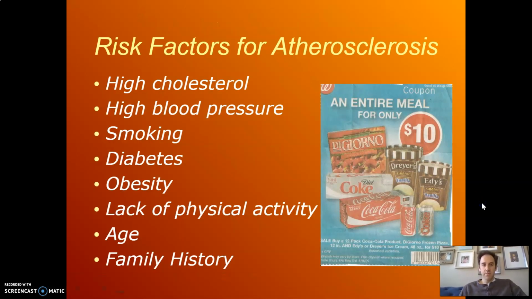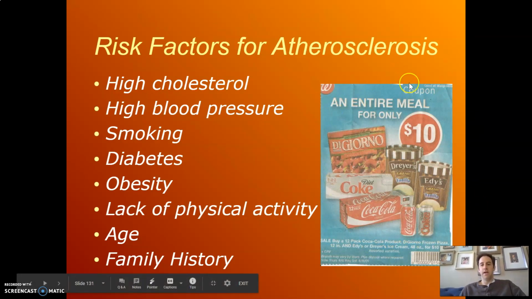The risk factors I mentioned, this is an actual coupon I found many years ago now, but it just so captured so brilliantly why this is the number one killer of Americans. This coupon says an entire meal for $10. And what is that meal? That meal is a frozen pizza, a pint of ice cream, and a 12-pack of Coke. If that is your idea of a meal, that is why you are at a high risk of atherosclerosis.